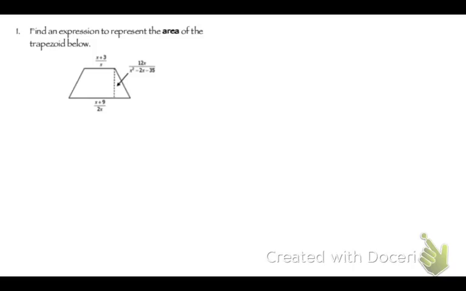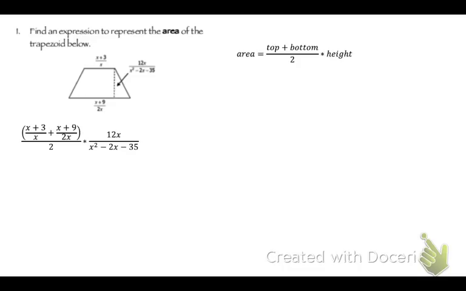Okay? Now for the area of a trapezoid, I didn't know this one. I had to look it up, so it's okay if you don't know it. That's top plus the bottom divided by 2 times the height. Okay, so area is the top and the bottom divided by 2 times the height.